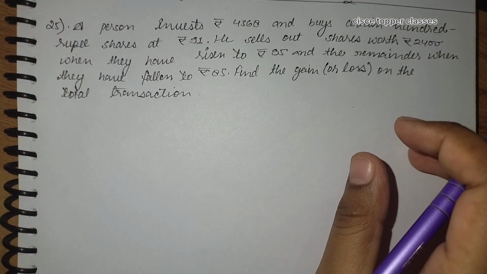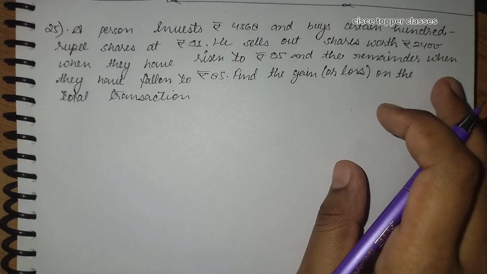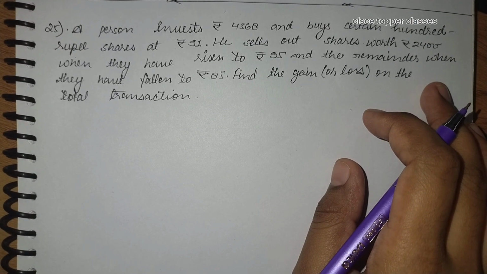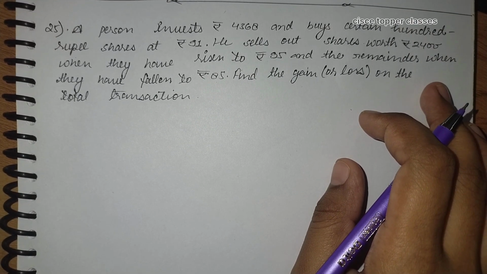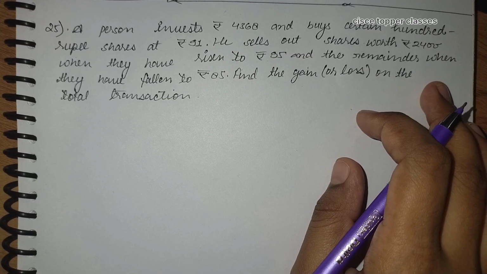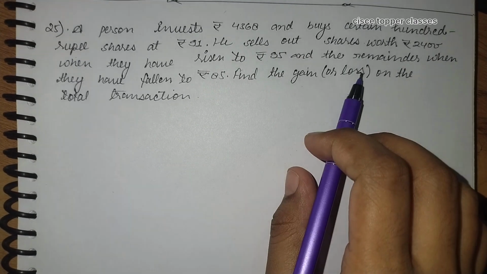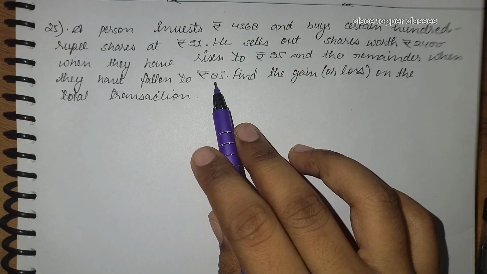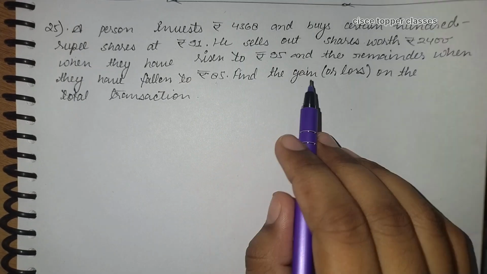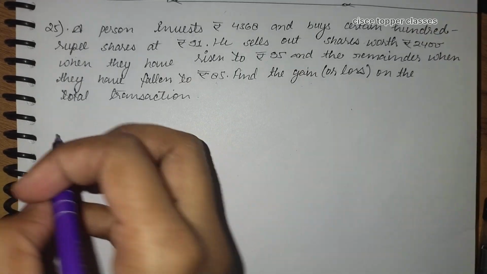Now let us solve question number 25. A person invests rupees 4,368 and buys certain 100 rupee shares at rupees 91. He sells shares worth rupees 2,400 when they have risen to rupees 95 and the remainder when they have fallen to rupees 85. Then find the gain or loss on the total transaction.